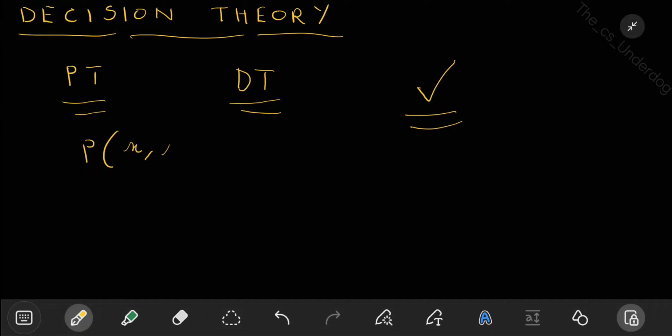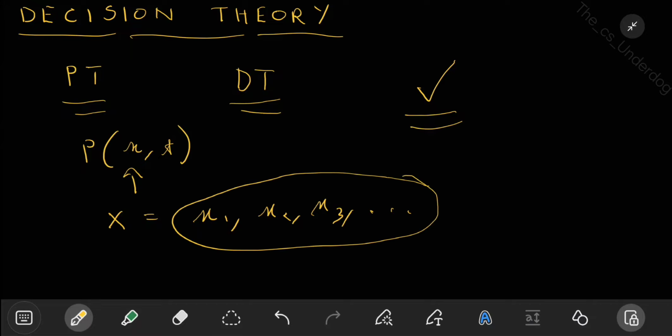That is, let us say using probability theory, you understood the joint probability P of x, t, where x is the input. x may be divided into x1, x2, x3, all these components, which combined make this x, the input. And t is your target.